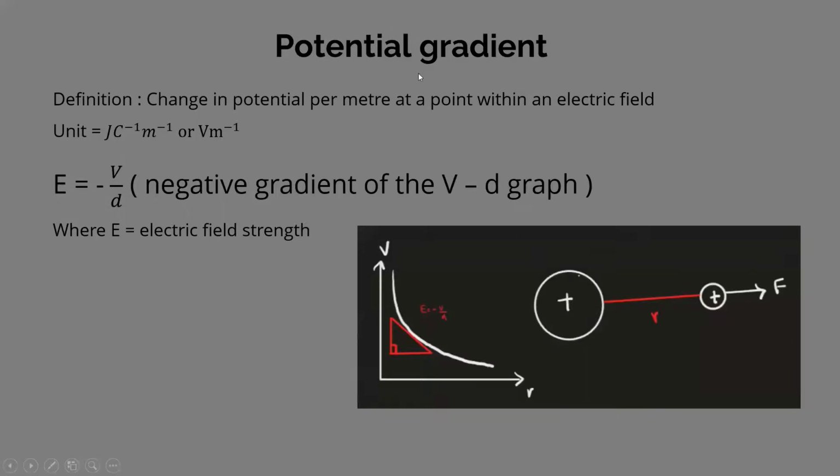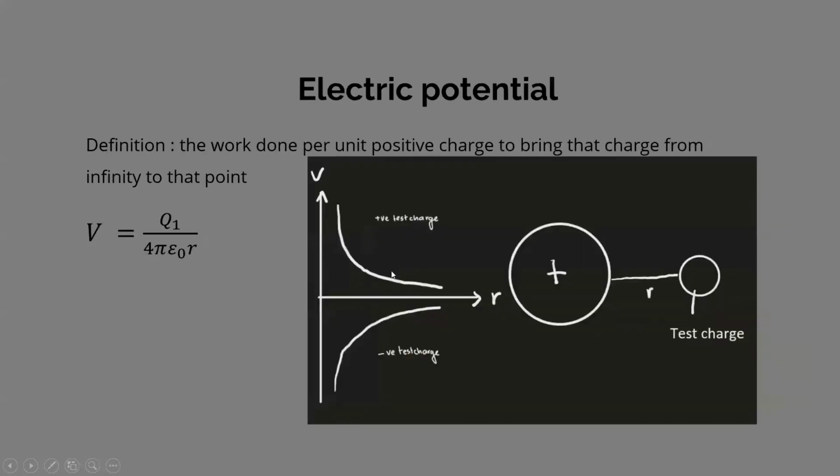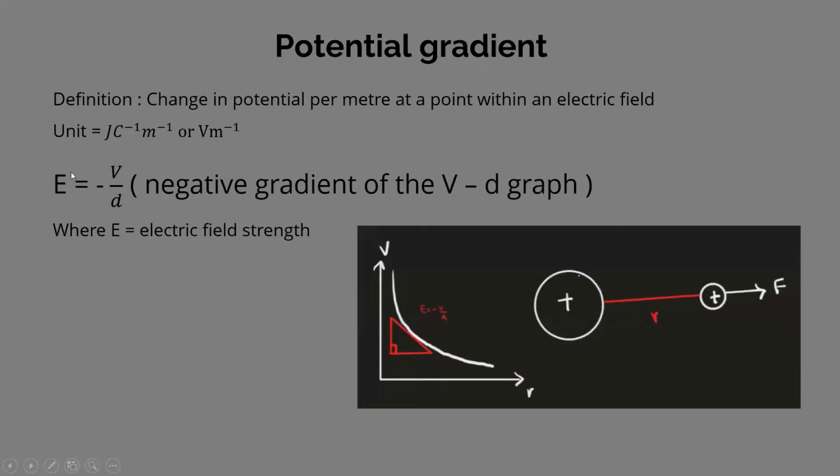Potential gradient: the definition is change in potential per meter at that point within an electric field. So like I said, we can analyze these graphs and you can get a better understanding. So E equals negative V over D, the negative gradient of the voltage-distance graph, where E is the electric field strength. Like I said, it's negative because the charge is moving away. So the force is opposite the direction moved by the graph or by the charge.